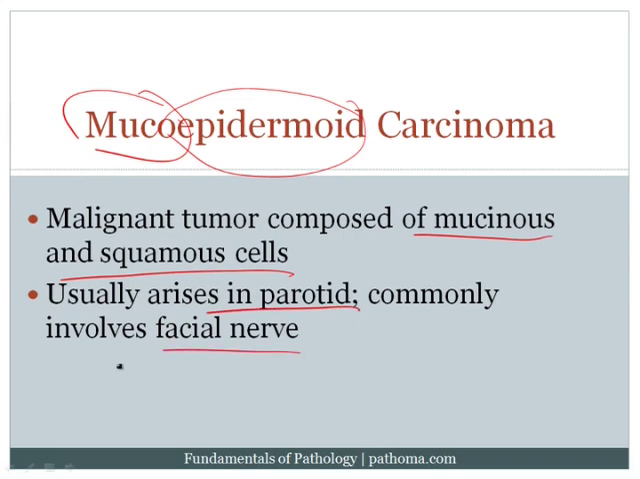It's a malignant tumor, so again the facial nerve runs right through the parotid, and if you have a malignant tumor of the parotid, it'll damage the facial nerve, creating problems with the facial nerve, and so that's important to bear in mind as well. And that concludes our discussion of salivary gland lesions.